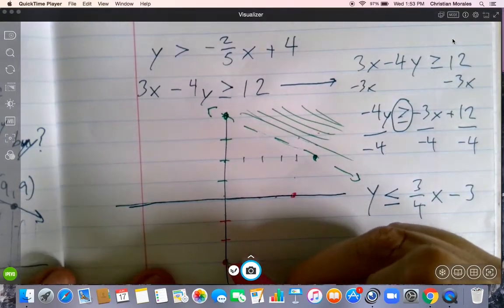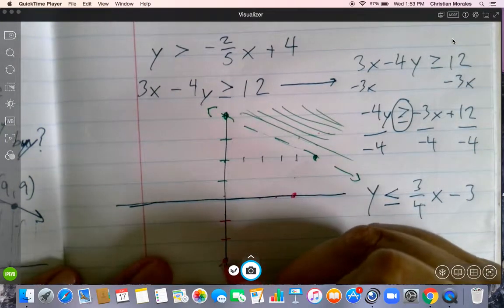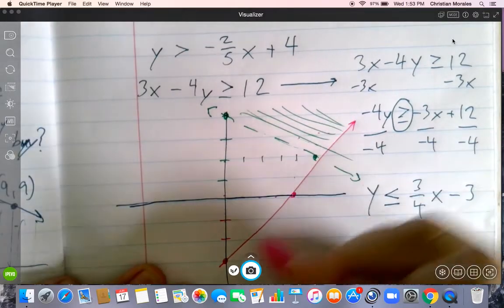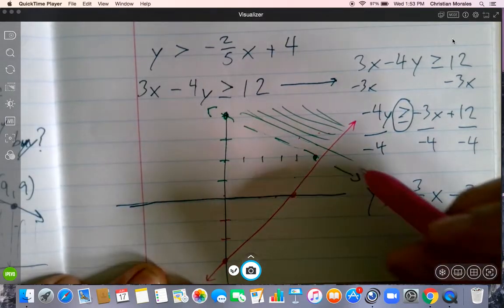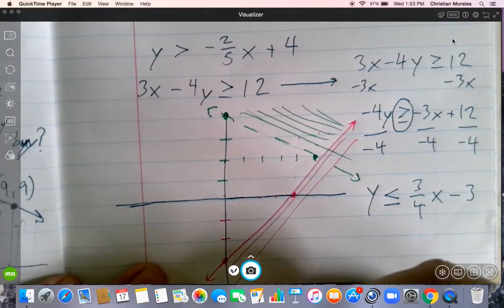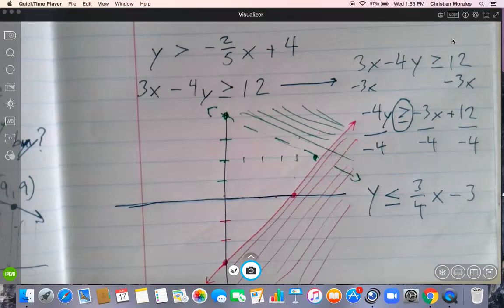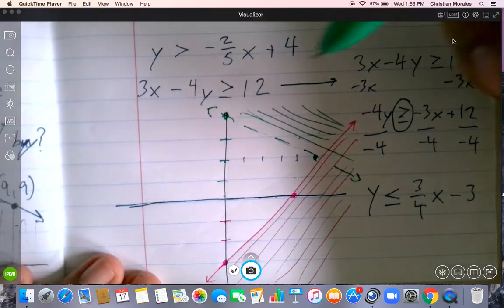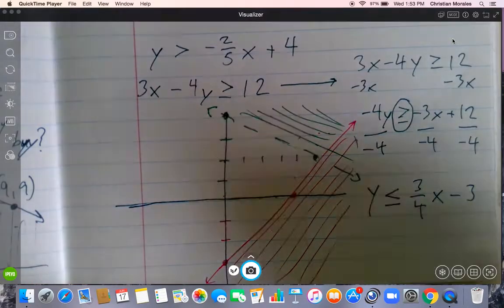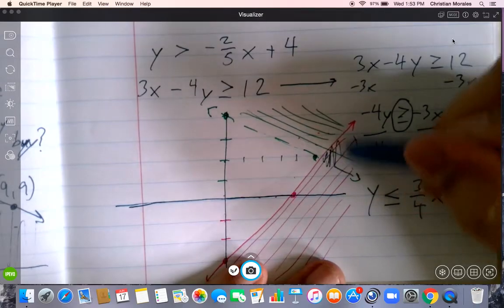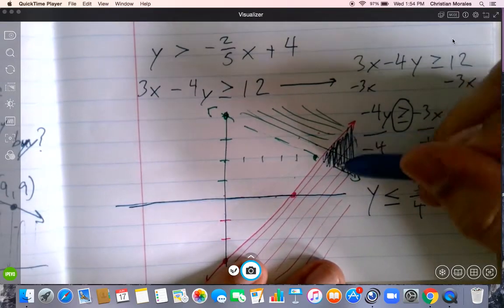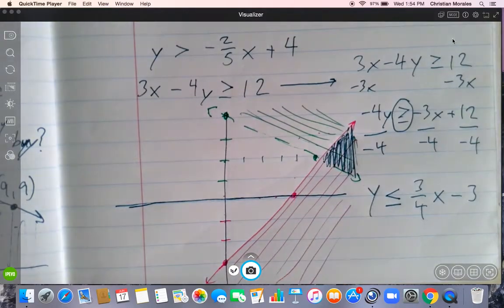It's going to go like this. It's going to be a solid line. And it says y is less than, so I'm going to shade below. Okay, where is my overlap? My overlap is right here. So what you should do is just darken where that happens. And that's where your answer is. Your answer is there.